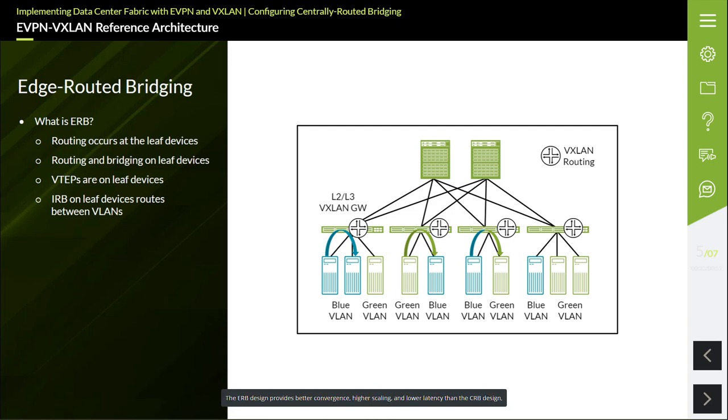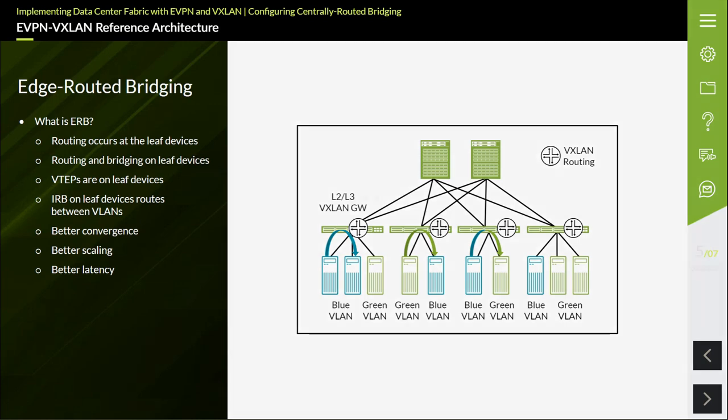The ERB design provides better convergence, higher scaling, and lower latency than the CRB design, but the configuration of the ERB design is more complicated than the CRB design. However, ERB is the recommended data center fabric design because of its better efficiency over other designs.